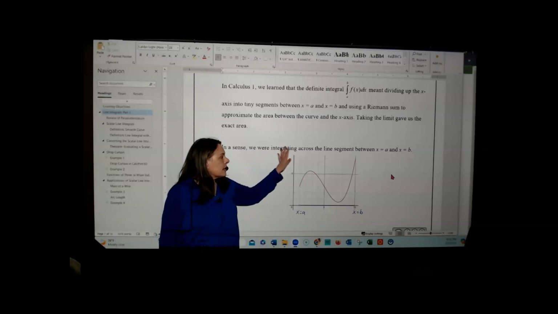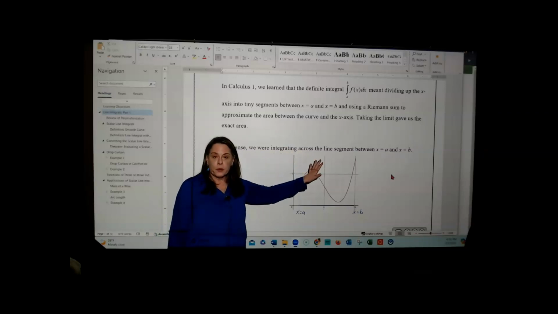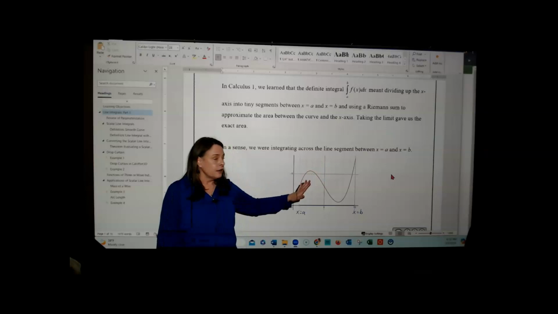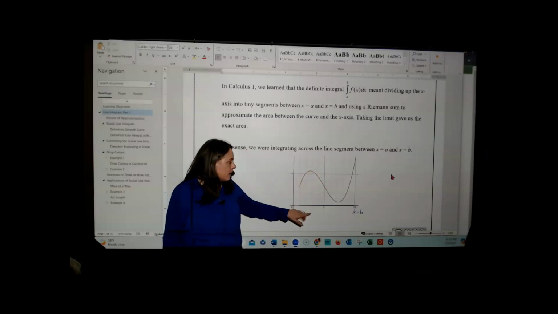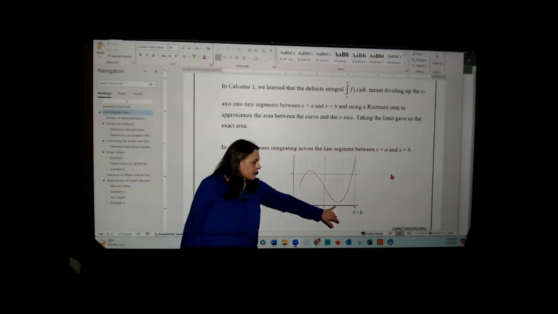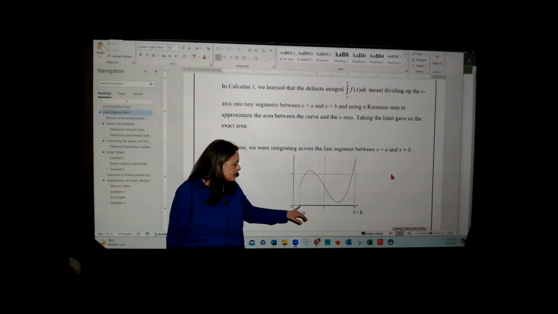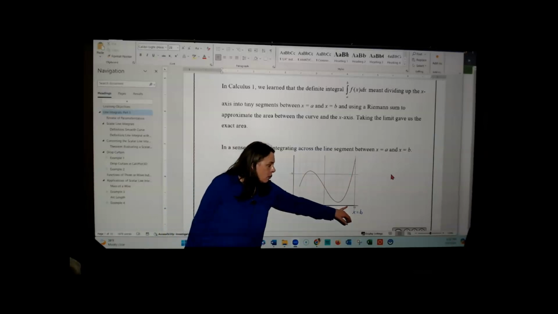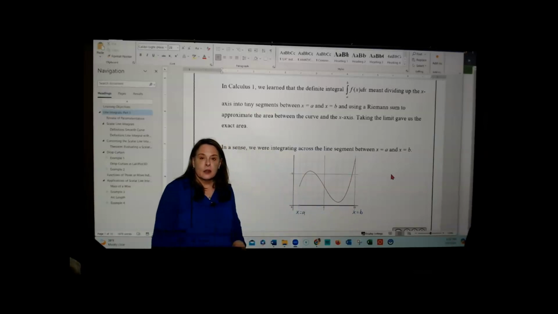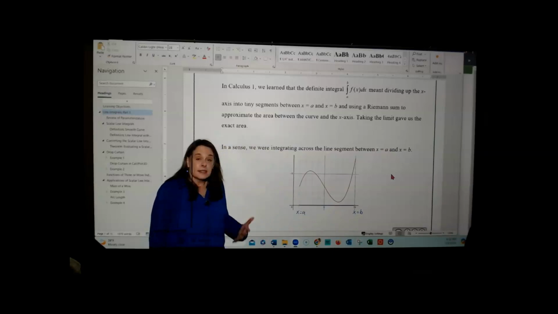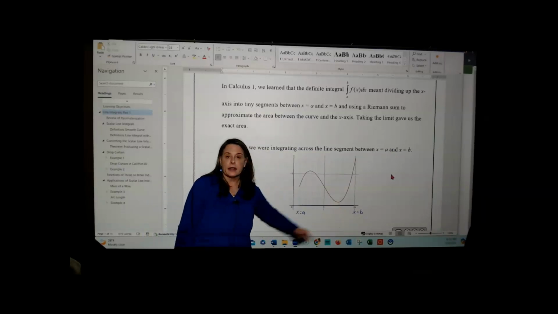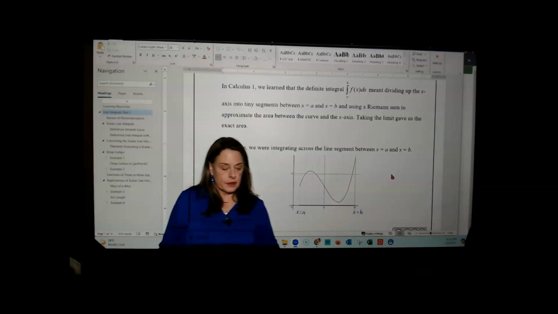In other words, in Calculus 1, when we integrated a definite integral, we were integrating across a subset of the real number line from x equal a to x equal b. In a sense, then, we were integrating across a line segment, where the line segment was the segment between x equal a and x equal b.